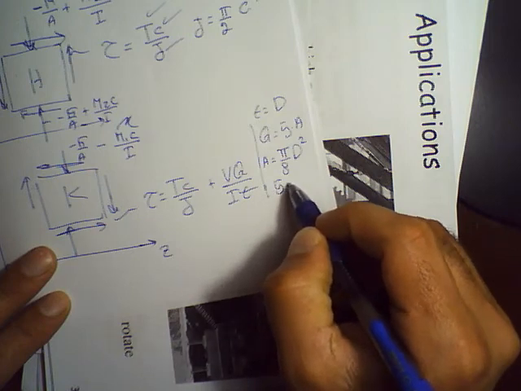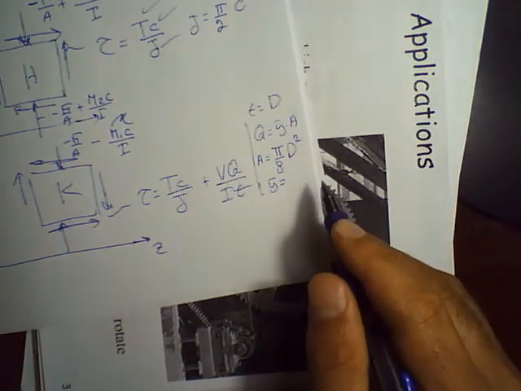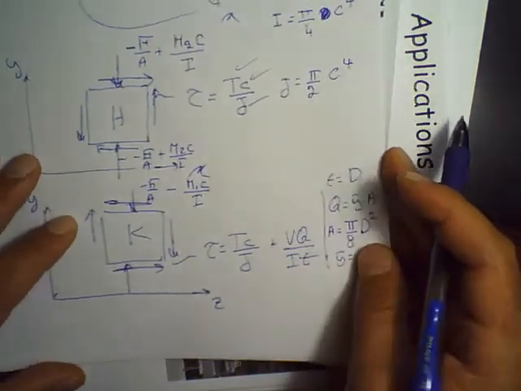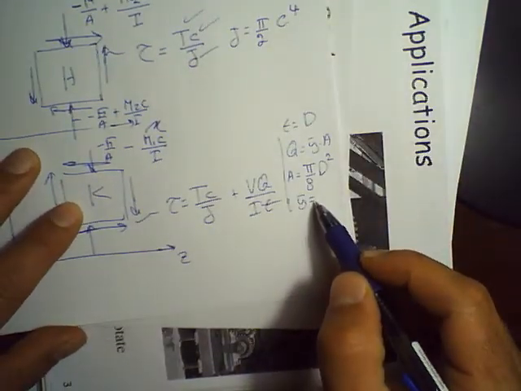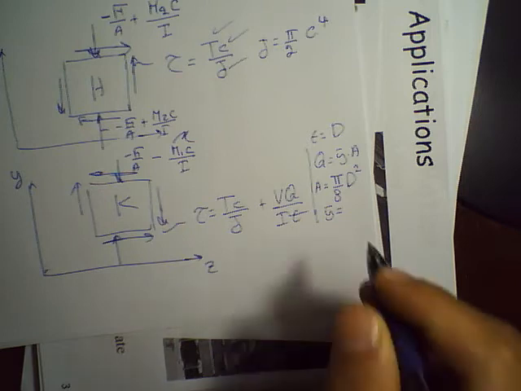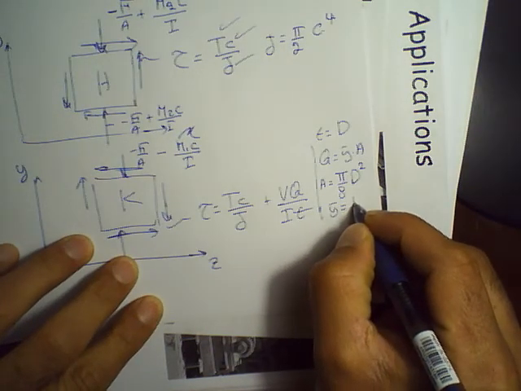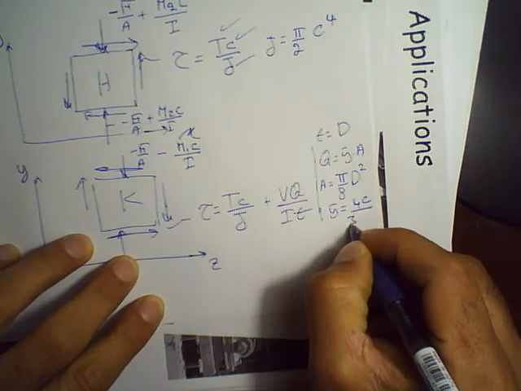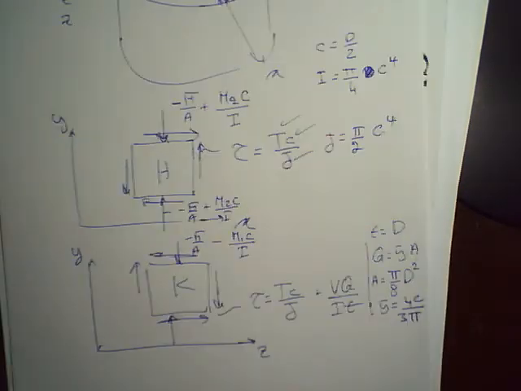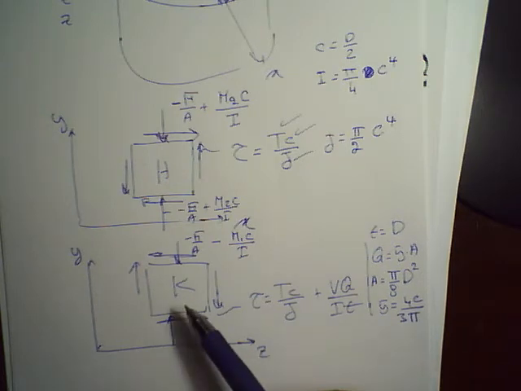Okay, how about Y bar? So we are looking at the centroid of a half a circle, right? And we actually have that from our notes. Y bar is actually equal to 4c over 3 pi, right? Okay guys, so that is really it for this element.